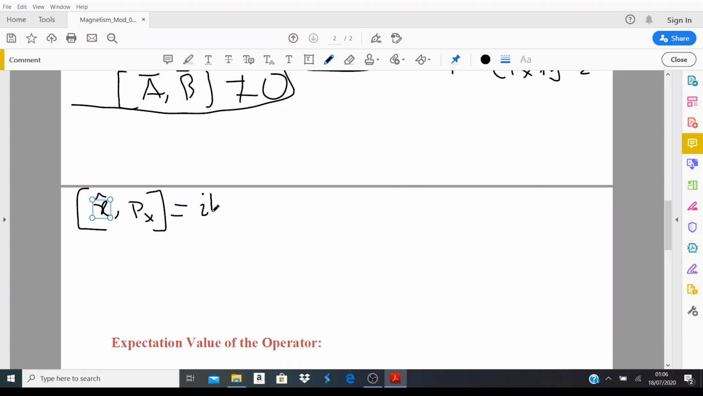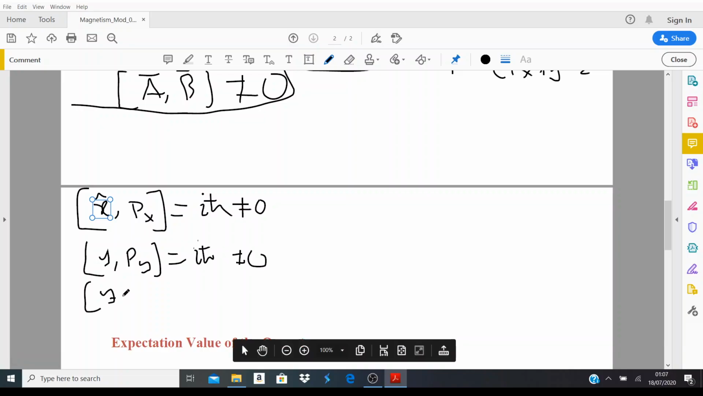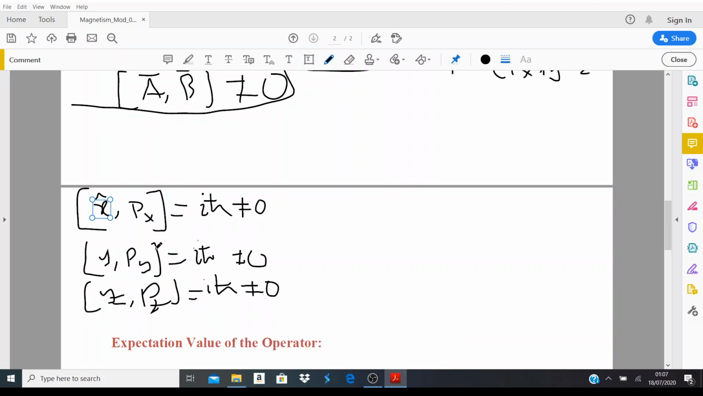You can show this is non-zero and the value is iħ. ħ is the reduced Planck constant, right? Similarly for y and z. For p_y, we have iħ. For these canonical pairs, we cannot interchange the order, right? x p_x is not equal to p_x x, y p_y is not equal to p_y y, and z p_z, you cannot change the order, p_z z, right? They are not equivalent.